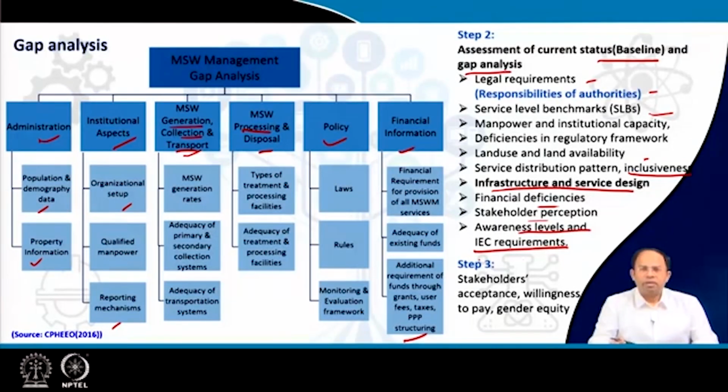And in step 3, where we have to involve the stakeholders and take their feedback, stakeholders' acceptance can be tested for different kinds of suggestions that the experts have for developing this particular solid waste management plan in this urban area, willingness to pay for different technologies, different solutions, and also considerations in regards to gender equity. So this is part of step 3, sorry.